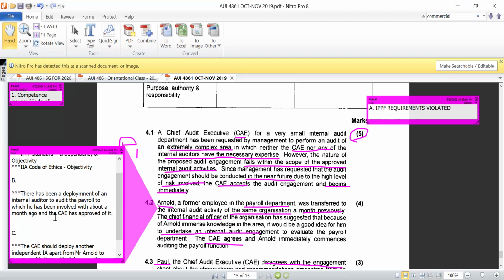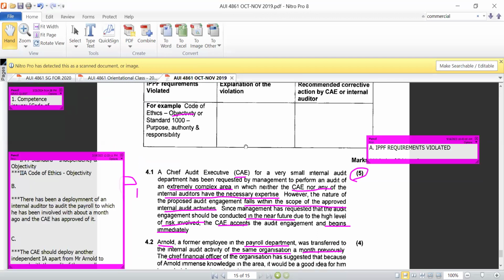a violation. Okay, another thing here, we can simply say that Arnold, since he was actively involved with the payroll department, there's self-review issues that may arise. Or there may be concealment, supposing Arnold was involved in any form of fraudulent activity. So you can also put that as part of the reasons in column number 2 here.